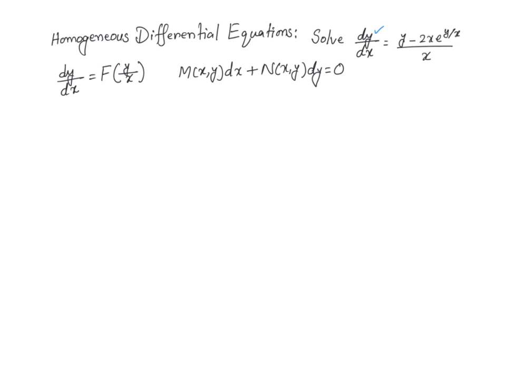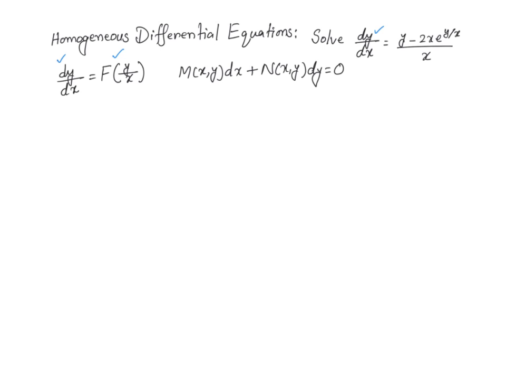As you probably know, a homogeneous differential equation is a differential equation that could be expressed in this format. The derivative of the dependent variable y is equal to f of y over x. That means you can write the right-hand side of the equation as a function of y over x.